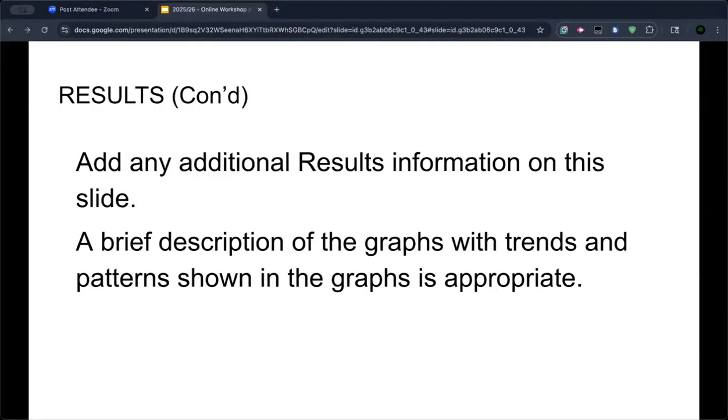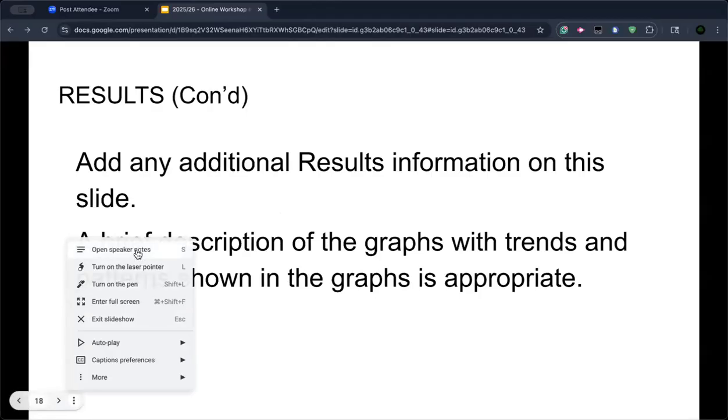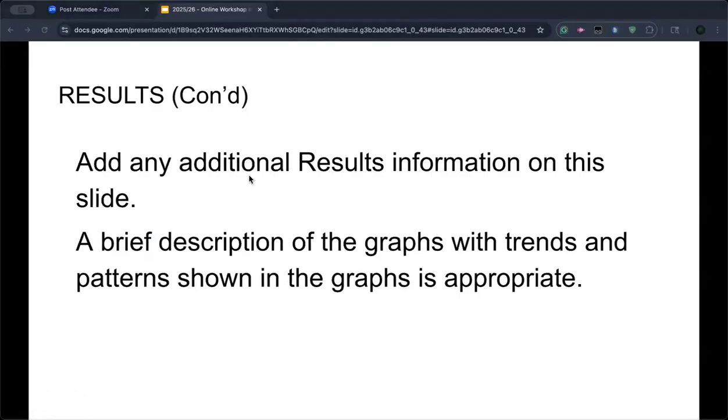Okay, and then any additional results information you can put on this slide because if you do have a lengthier test procedure, you might have more figures to show. So just keep that in mind. And then also always include a brief description of the graphs with trends and patterns shown in the graph. So make sure that you interpret your figures in some way, and also make sure all of your figures are on the slide itself and you don't have to press a link to see the image. So make sure all of your images are on the slide itself.